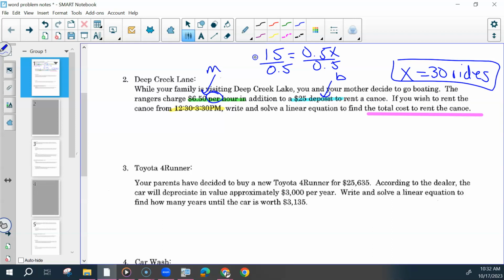Right? Here, this one is switched from the last one because our question is asking about total cost. So this is going to be the Y. That's what we're looking for. That's what we don't know. Which means the time, and we can kind of look at what M said per hour. So the number of hours would be our X, which is how many hours? 3.